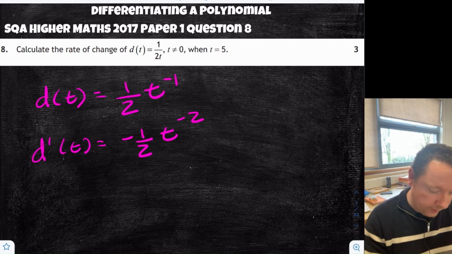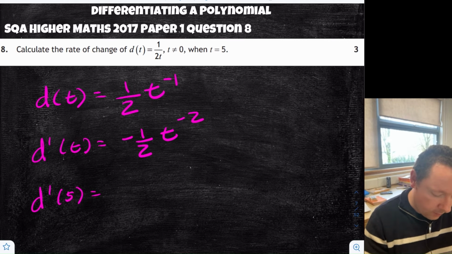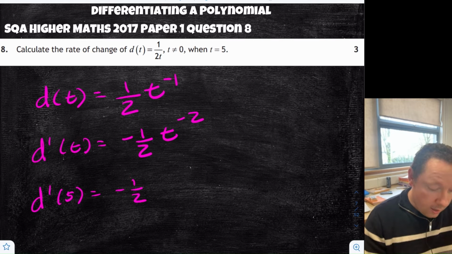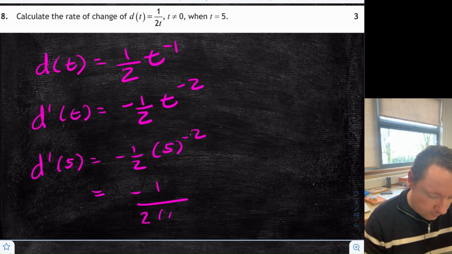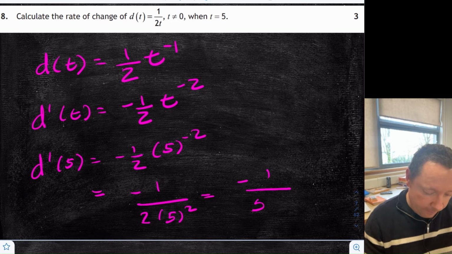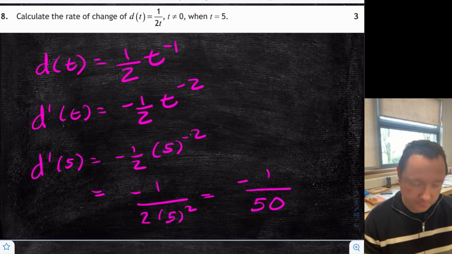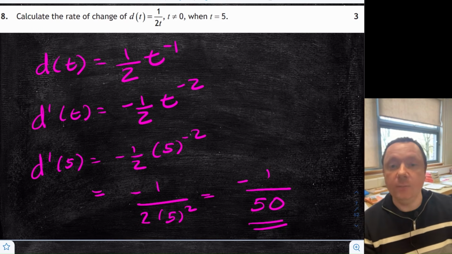Then we have to work it out when t is 5. So d dash 5 is equal to minus a half times 5 to the minus 2, or minus 1 over 2 times 5 squared. Minus 1 over 2 times 5 squared is 50. So minus a 50th. Just a note, remember, rate of change means differentiate.